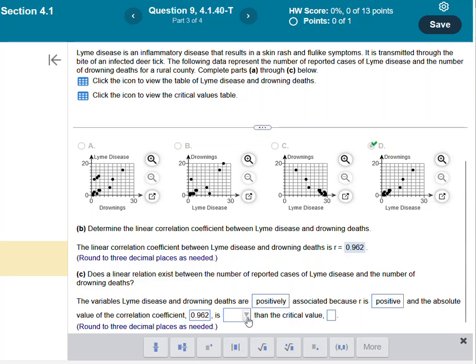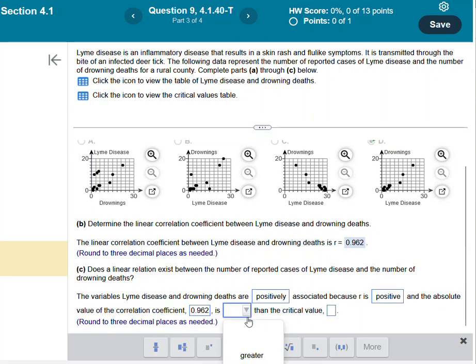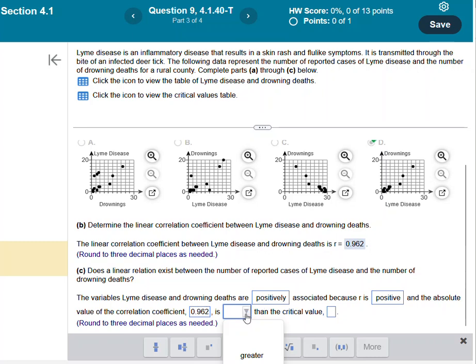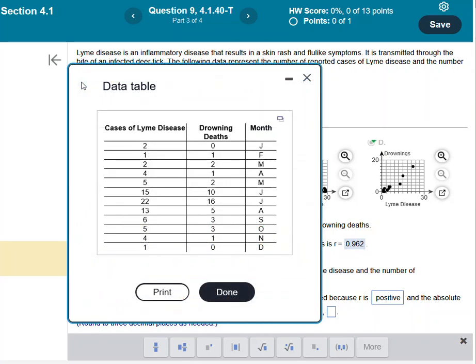All right, and now the question is, is it greater than or less than the critical value? Well, we don't know the critical value. So how do we determine the critical value? Well, that's where we need to start to fill in these last 2 blanks here. To know the critical value, we need to go back and remember how many data points there were. In other words, how many rows are in the data? 1, 2, 3, 4, 5, 6, 7, 8, 9, 10, 11, 12 rows in the data.